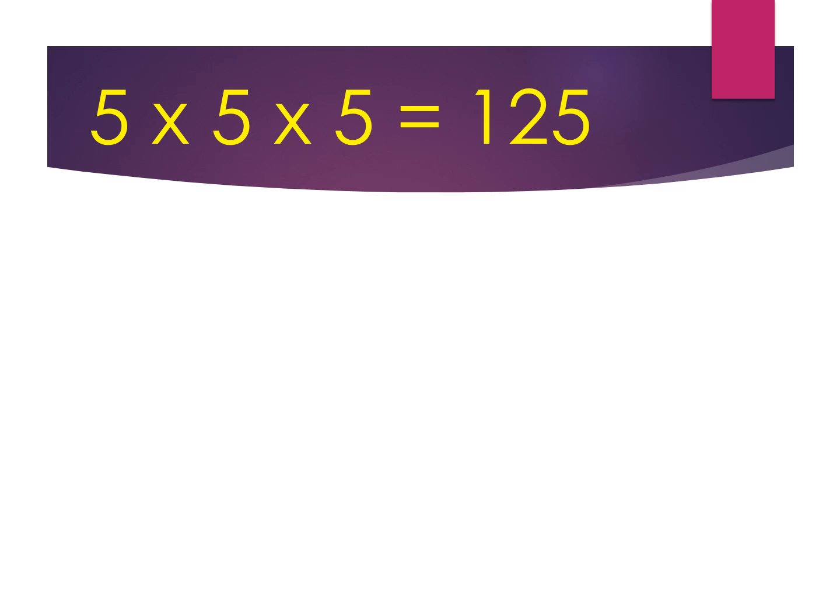Let's try another one. Here we have 5 times 5 times 5 equals 125. Yes, there is a shortcut way of writing this multiplication problem, and it's using exponents. If you recall from the previous slide, the base is the number that's being multiplied to itself. In this case, the base is 5. And our exponent is how many times 5 is used as a factor. And 5 is up there 3 times. So 5 to the third power equals 125.